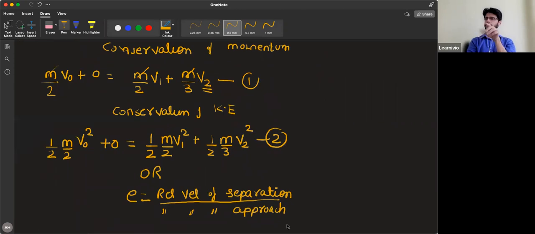You can solve it using conservation of kinetic energy also, but it will make the equations very lengthy. And just remember one thing, if balls are coming in opposite directions, you take one as positive, so the other one will be negative.